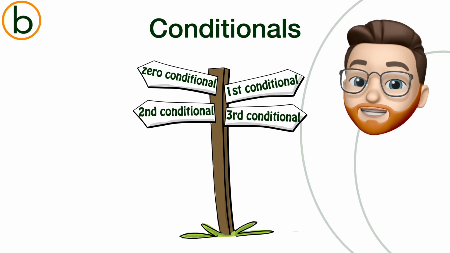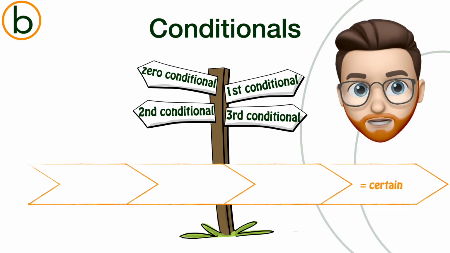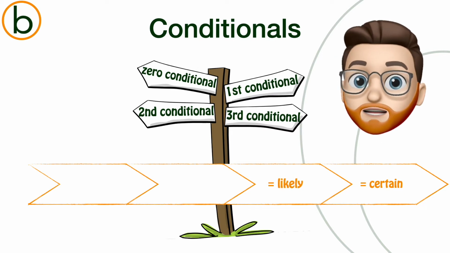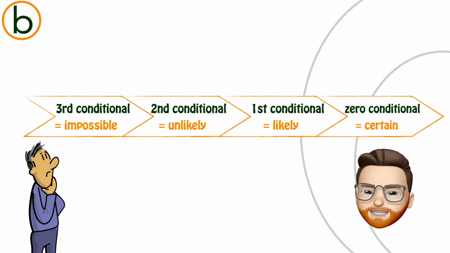The type of conditional that we use is determined by how likely the situation is. The situation can be certain, likely, unlikely, or even impossible. But what does that all mean?